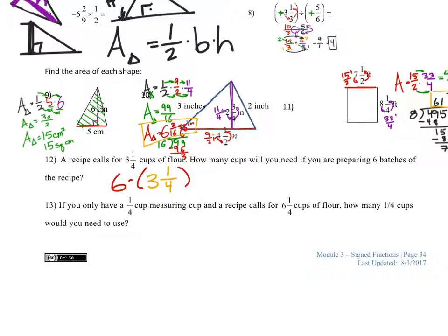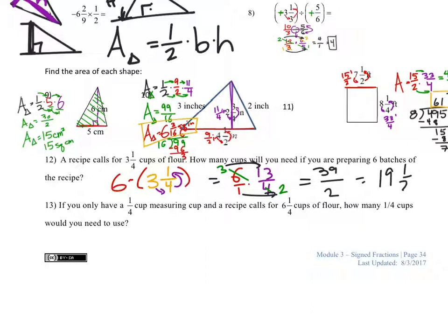So once again, we want to change that 3 1/4 into an improper fraction. 3 times 4 is 12, plus 1 is 13, so this is 13 fourths times 6. We can make it 6 over 1, and yes, we could cross simplify here. Dividing both these by 2 gives us 3 halves, and when we multiply these, 3 times 13 is 39, 1 times 2 is 2. So we'll just change this into a mixed number, so it will show us how many cups we need. It appears that that will be 19 1/2 cups.